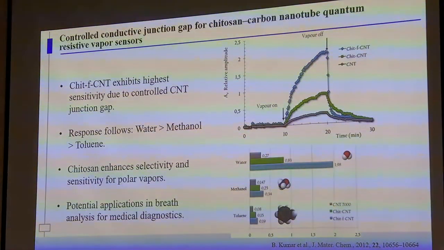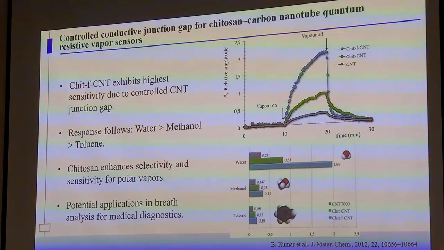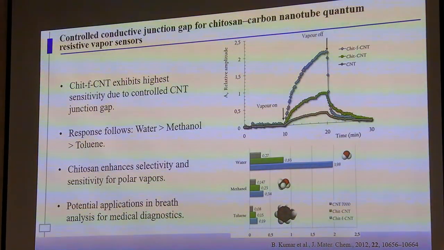And then we expose these three sensors to different molecules. Here we have very simple molecules, like water, methanol, and chlorine. So these chitosan functionalized carbon nanotubes have a relatively high response for the water molecule in comparison to carbon nanotube and simple chitosan carbon nanotube. And here you can see the background for this chitosan functionalized carbon nanotube here. That's a pretty high response for the water molecule.